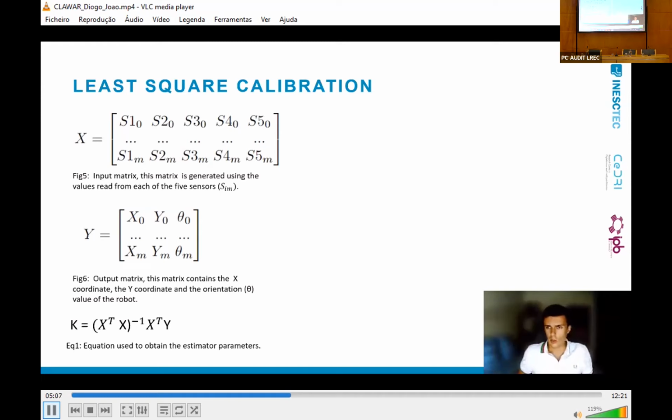We then used the data that we acquired from the ground truth to calculate the estimator parameters. These parameters were calculated with the equation presented in equation 1. And then we used the matrix that those parameters delivered to estimate the real operation of the robot and get the real estimated coordinates of the robot, and then compare those coordinates with the ground truth.